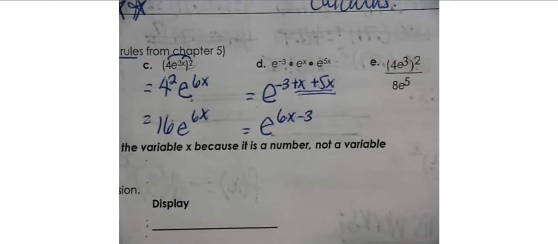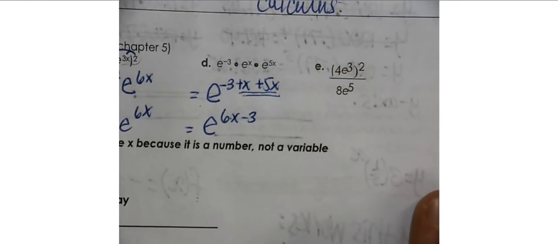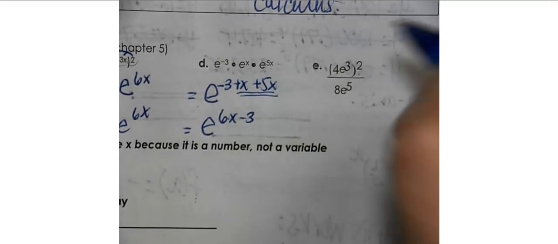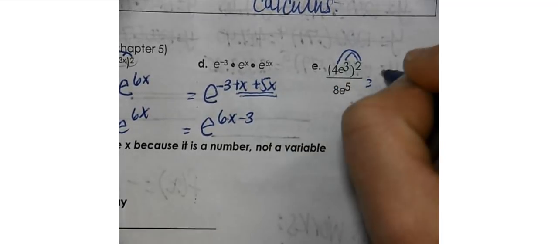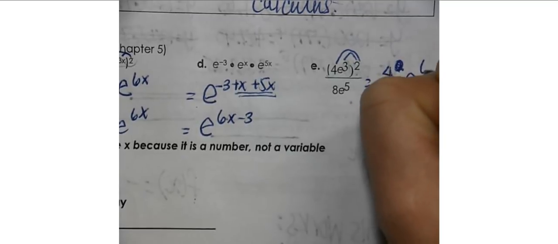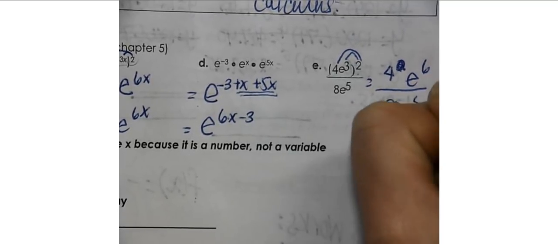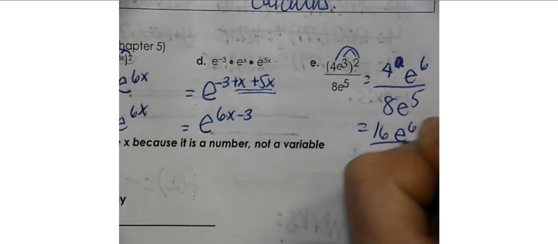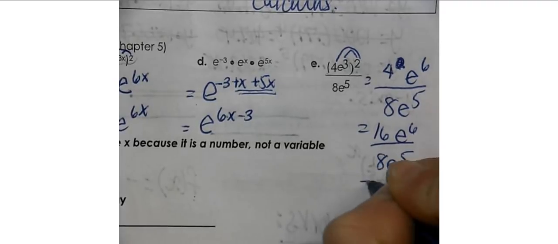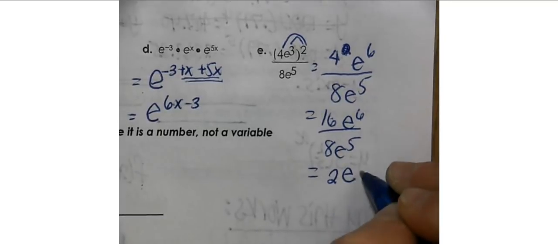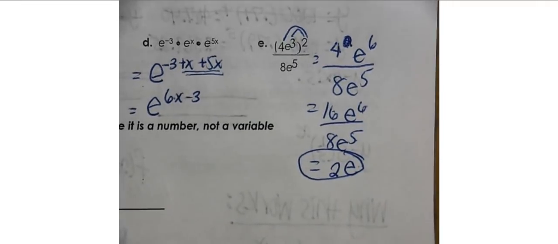And finally, for letter E, we have 4e to the 3rd power squared divided by 8e to the 5th power. I'm going to take care of my exponent first by making this 4 squared times e to the 6th divided by 8e to the 5th. 4 squared is 16, so this is 16e to the 6th divided by 8e to the 5th. 16 divided by 8 is 2, so this is 2e to the 1st power, because 6 minus 5 is 1. So we're simply going to write this as 2e.